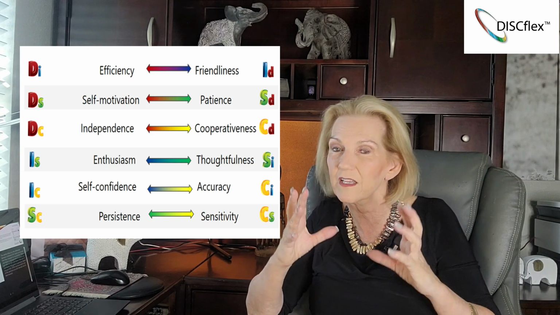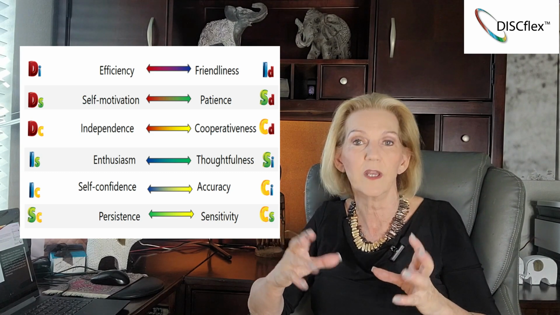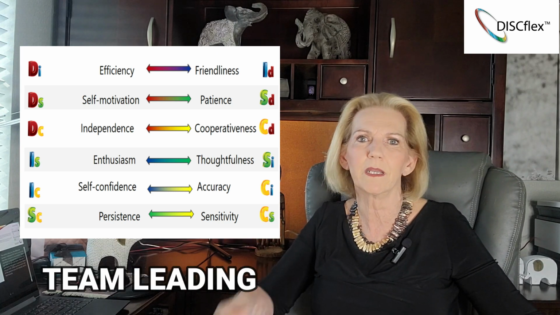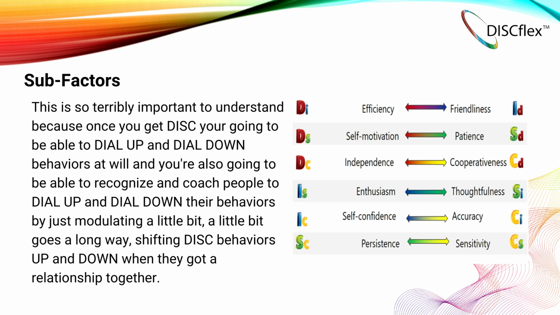I want you to study this graph and study this page. If you are in any kind of mentoring, coaching, or team leading, this is so terribly important to understand, because once you get this, you're going to be able to dial up and dial down behaviors at will. You're also going to be able to recognize and coach people to dial up and dial down their behaviors by just modulating a little bit. A little bit goes a long way in shifting these behaviors up and down when they've got a relationship together.